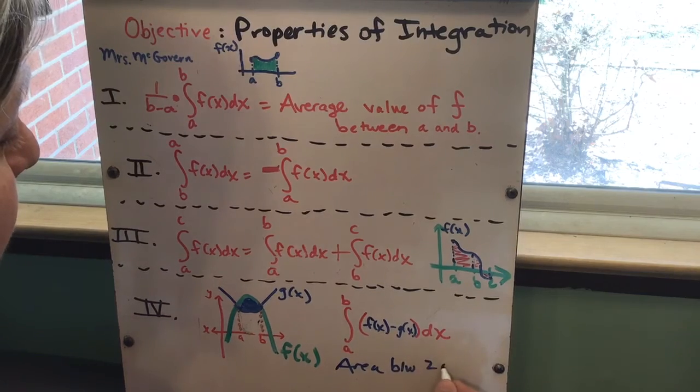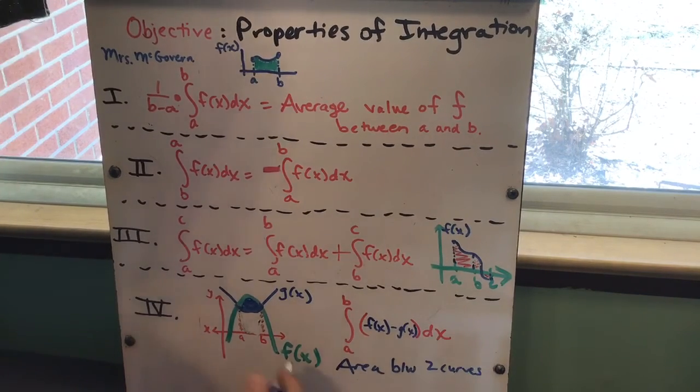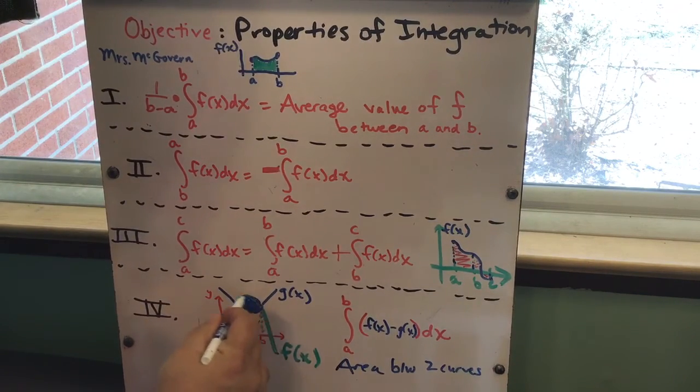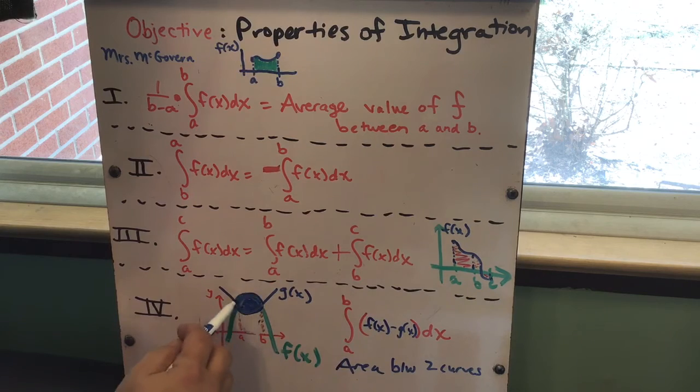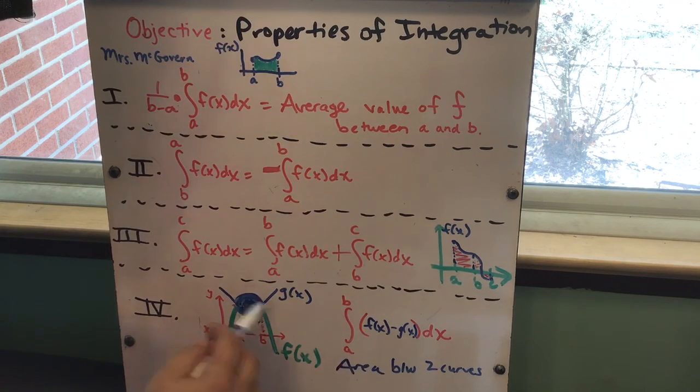Just make sure you remember now that you always have to put the higher curve on top. So in this case it's G and subtract F, because nope, the higher one is F and you have to subtract G to get the area between the curves.